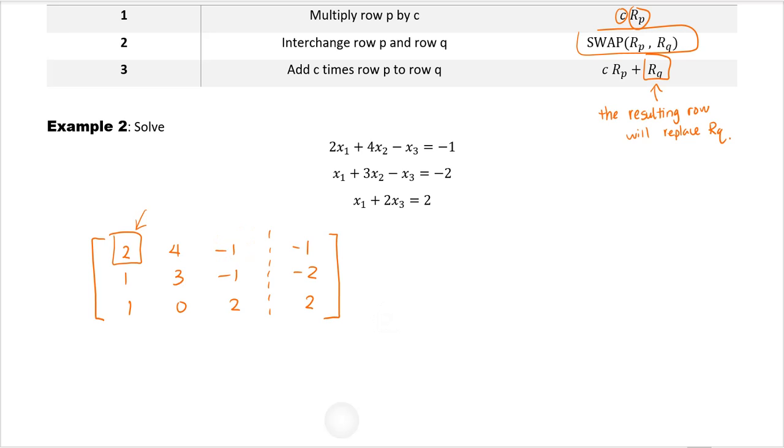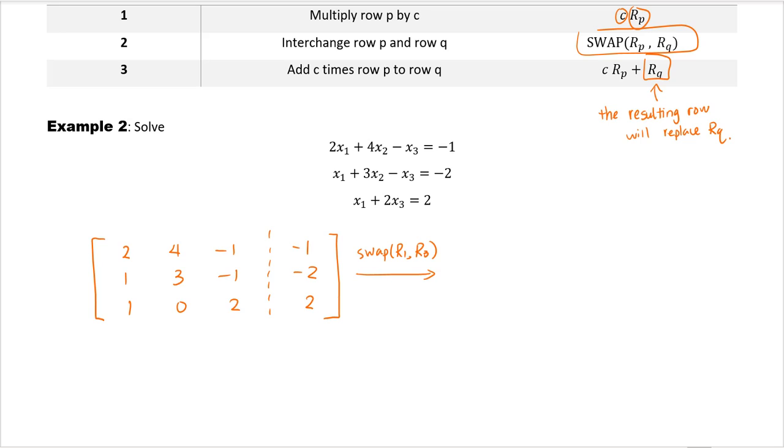The second way, we can interchange row 1 and row 2, right? Then we can get the (1,1) entry 1. We can also interchange row 1 and row 3. Then we can also get the (1,1) entry to be 1. And which way is easier? You can see the coefficients in the entries in row 3 are easier than in row 2. So I would say interchange row 1 and row 3 is easier. Okay, so let's swap row 1 and row 3.